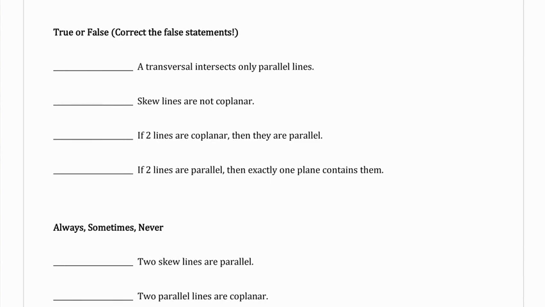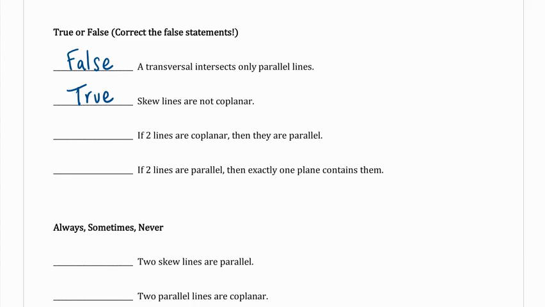A transversal intersects only parallel lines. If we look back at the definition of transversal, it just says that it has to intersect two or more lines. It doesn't say anything about them having to be parallel. So that is false. It can intersect any types of lines. Just has to be coplanar lines. Next one, skew lines are not coplanar. That one is true. That is part of the definition of skew lines, is that they are not coplanar.